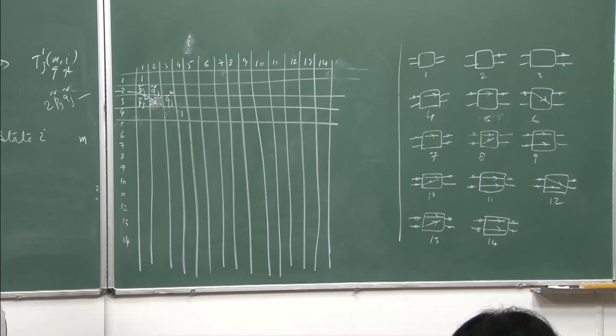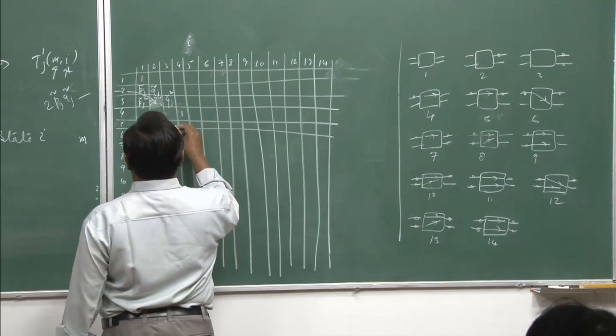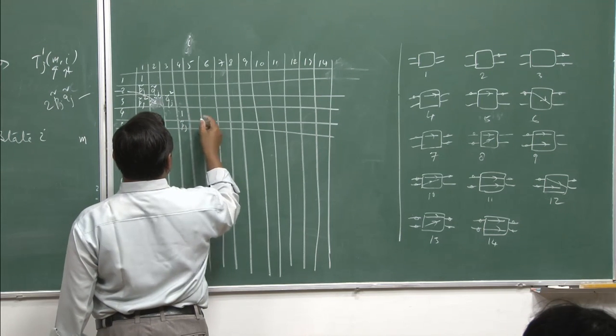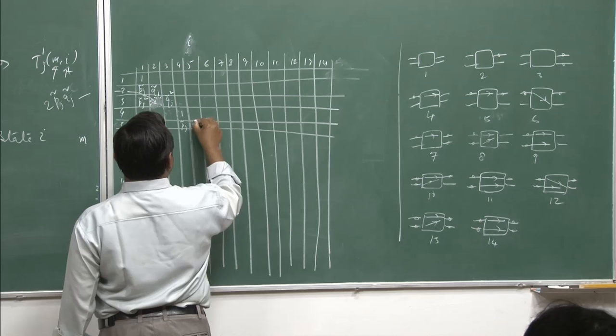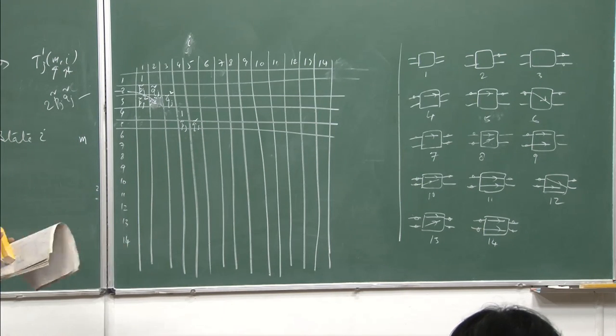5 with probability PJ can be converted to 4. With QJ, it will remain there. That's it. So, 5 can be converted to 4 with PJ and remains 5 with QJ tilde. This is a sparse matrix actually.